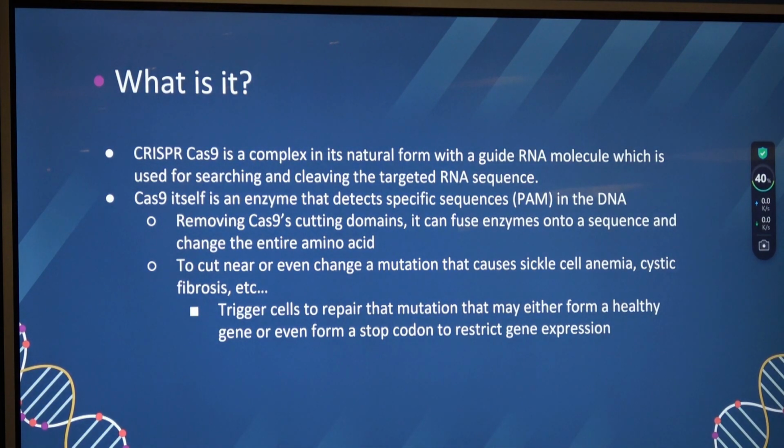Okay. Furthermore, the CRISPR-Cas9 also has a guide RNA. What this does is also target its RNA sequence. Basically, after the CRISPR replicates the DNA, it's able to seek out the RNA sequence. And by doing this, the PAM is able to detect the specific sequences in the DNA. By doing this with the cutting domains, it can change the entire amino acid. Does anyone know what an amino acid is? No? Yeah, so an amino acid encodes a protein. By using three types of specific amino acids, we're able to create a protein.